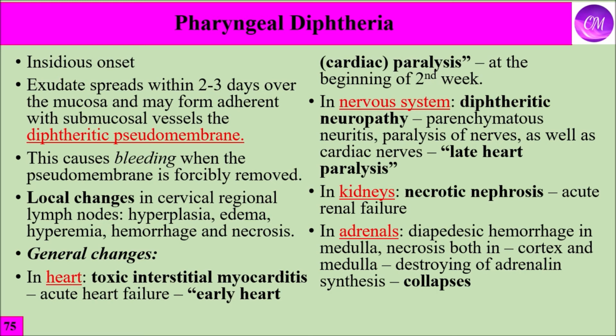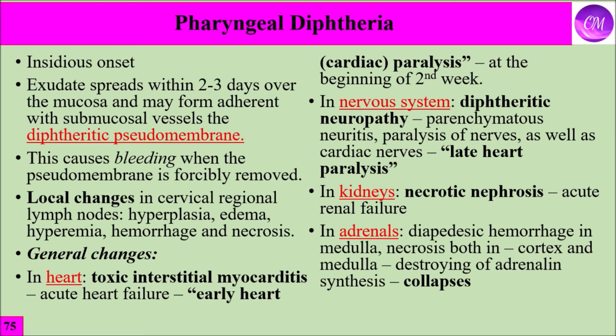Local changes in the cervical region, regional lymph nodes, are hyperplasia, edema, hyperemia, hemorrhage, and necrosis. General changes in the heart: toxic interstitial myocarditis that results in acute heart failure, and early cardiac paralysis occurs at the beginning of the second week. In the nervous system, diphtheritic neuropathy, characterized by parenchymatous neuritis and paralysis of nerves as well as cardiac nerves, results in late heart paralysis.